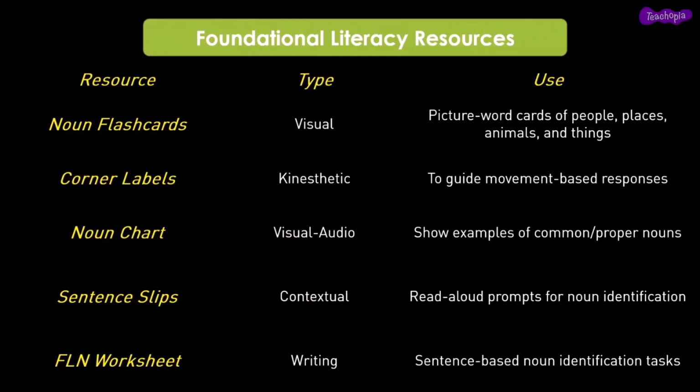The foundational literacy resources include noun flashcards, which is the visual type used for picture words of people, places, animals, and things. Corner labels, which is the kinesthetic type, help to guide movement-based responses. Noun chart, which is the visual audio type, shows examples of common and proper nouns. Sentence slips, which are the contextual type, help to read aloud prompts for noun identification. FLN worksheet, which is the writing type, is used for sentence-based noun identification tasks.